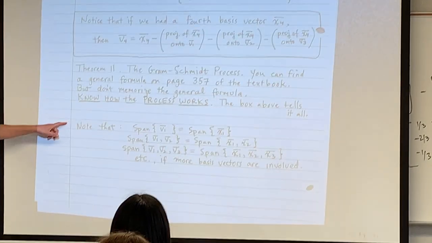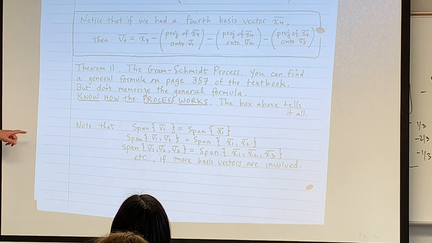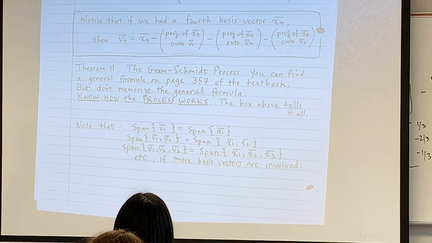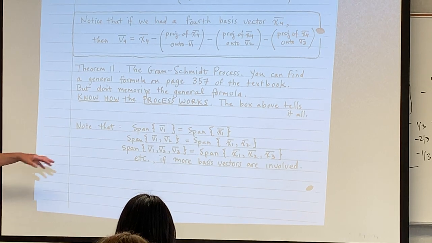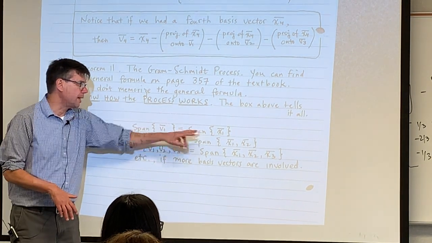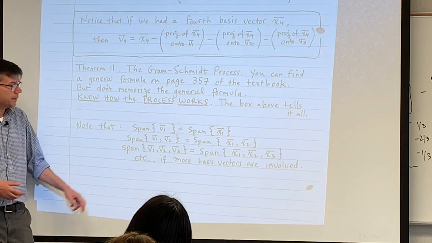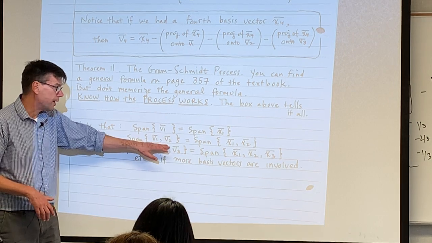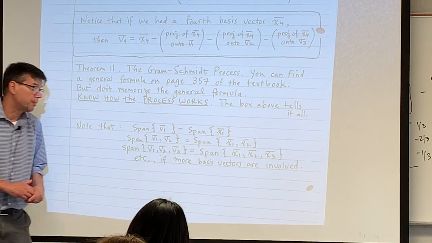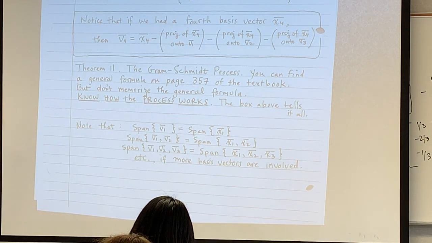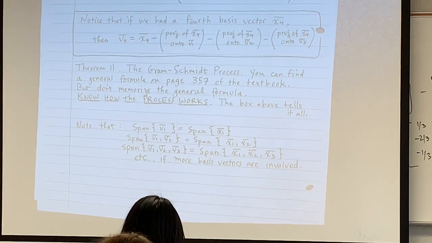What else do we have to say? Oh, just a note here that as you build up the new basis, it's interesting to see that the span of v1 is the same as the span of x1, because v1 is x1. The subspace spanned by v1 and v2 is the same as the subspace spanned by x1 and x2, and so on and so forth as you work through Gram-Schmidt.